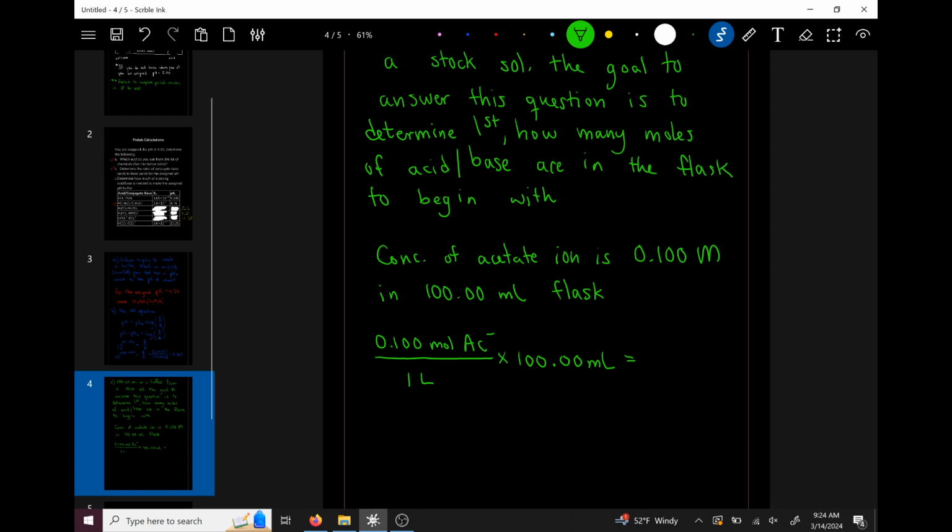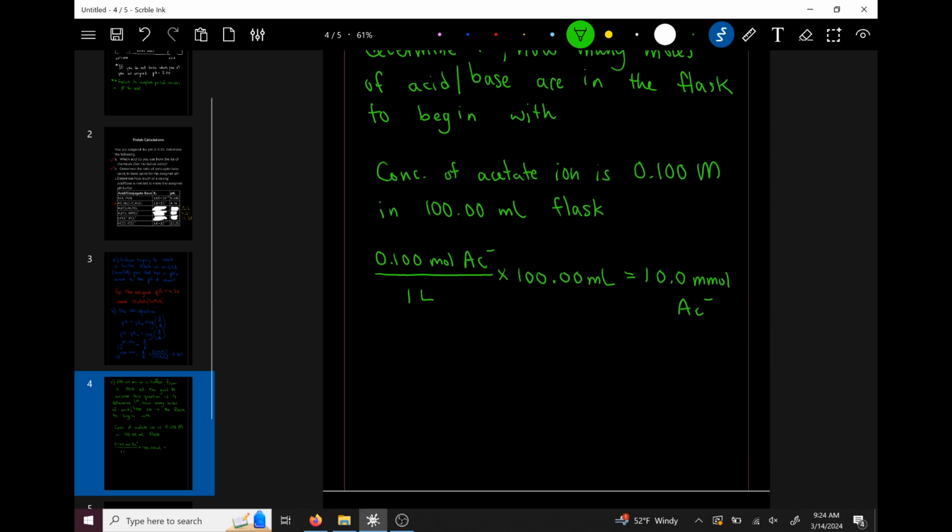It's a lot easier for us to mentally digest values that are near whole numbers, right? So plugging this into my calculator, 0.1 times 100 gives me 10. So there are 10 millimoles of the acetate ion inside of the flask, which, by the way, is a volumetric flask.